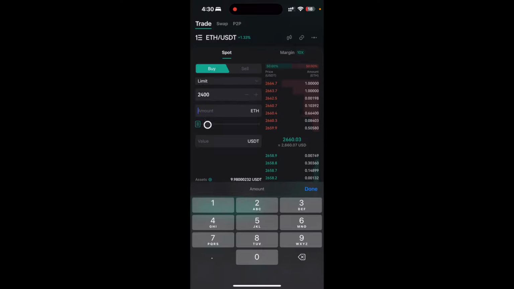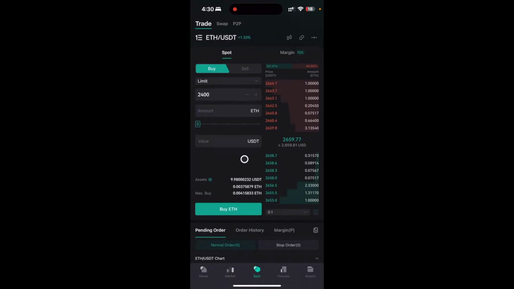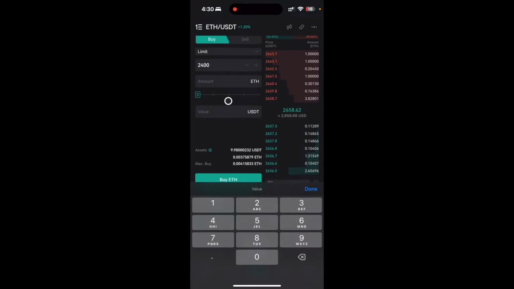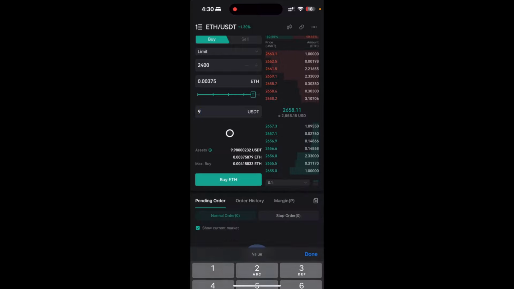And right here, I have to put the amount of Ethereum that I want to buy, or I can just put the amount in USDT. You know what I mean? So you can see that my current balance right here is 9.98 USDT. So let's just put like 9 like this, meaning that in this case, we're gonna get 0.00375 worth of Ethereum if the price of Ethereum goes down to 2,400.